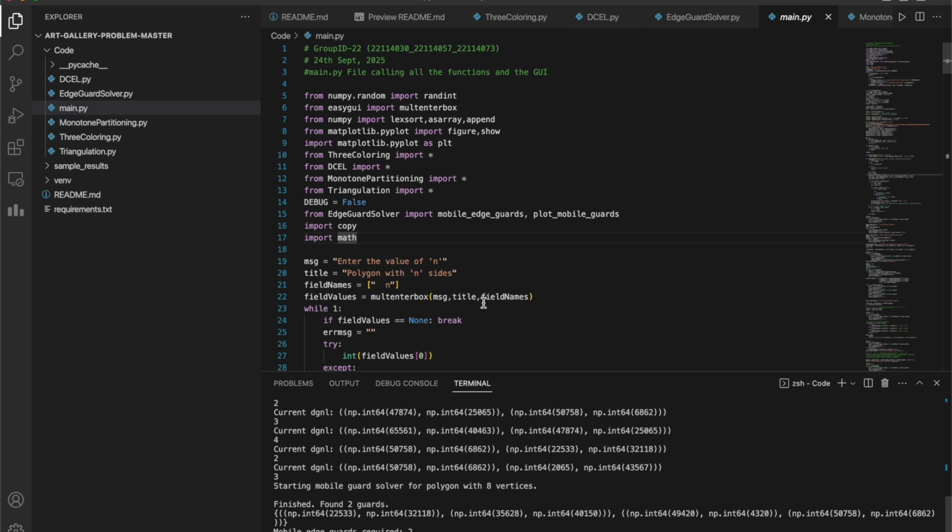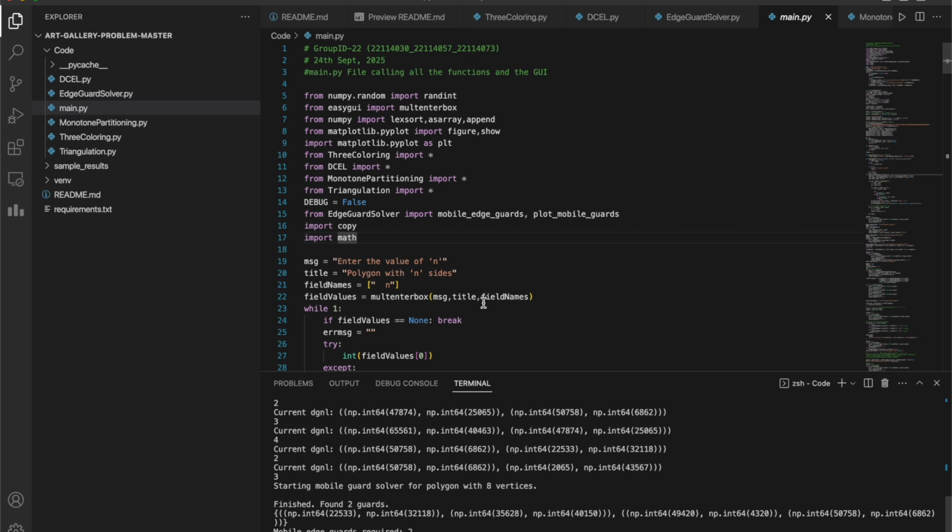Today I am going to present a computational geometry project. Firstly, we have implemented the traditional art gallery problem, where the guards have to be placed on the vertices and the whole interior of the polygon has to be visible. There is a well-known theorem that the number of guards sufficient to guard any polygon with n edges is the floor of n by 3.